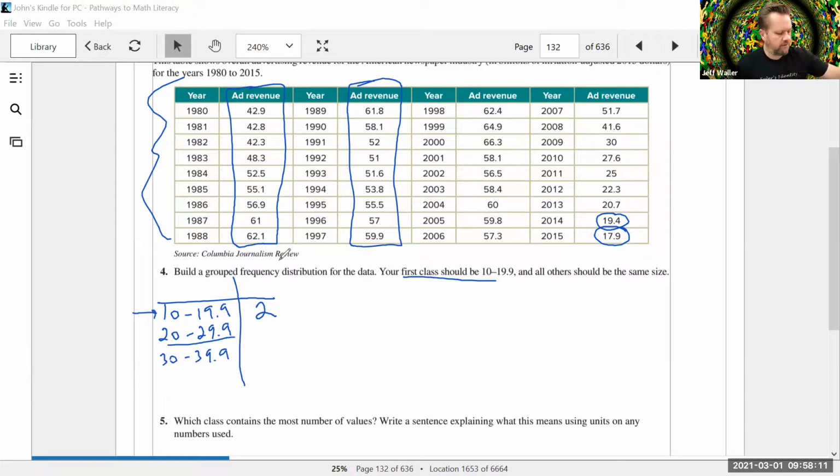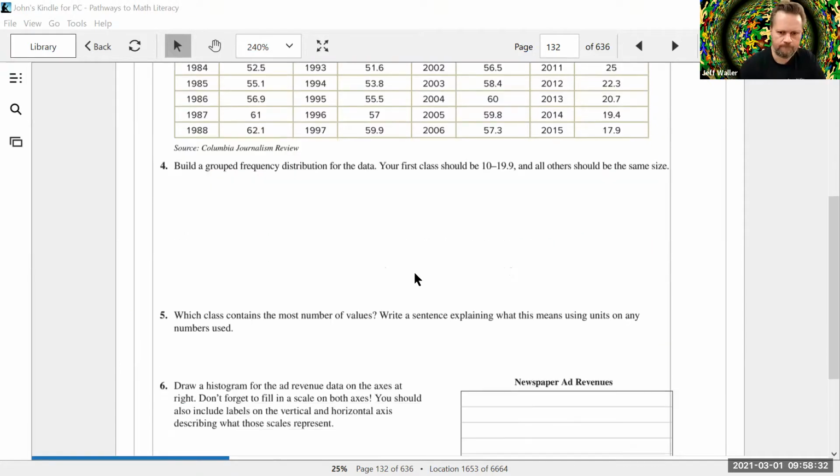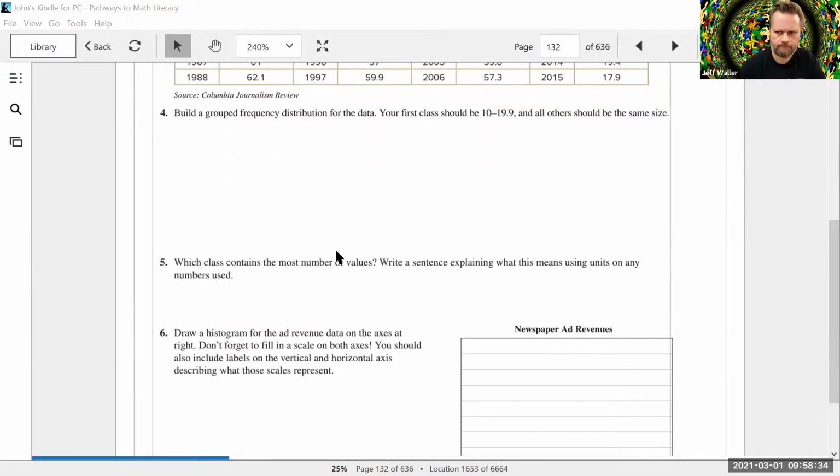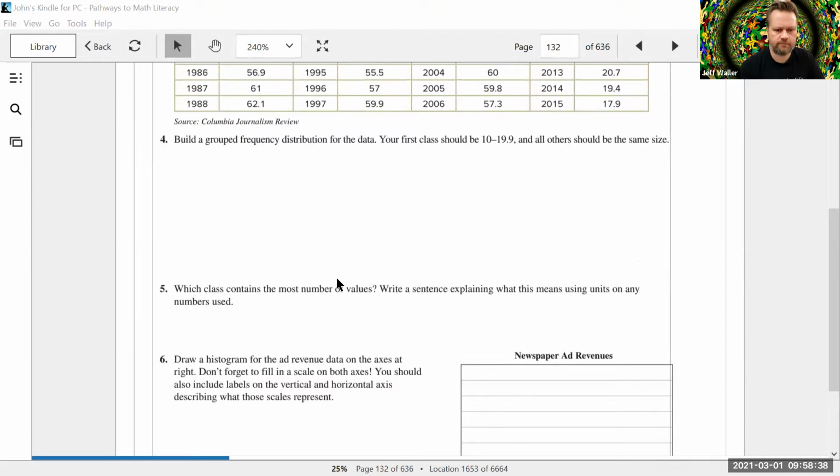If I wanted to make a time graph, I could graph the points. Like I could even say 0, 42.9. I can make a scatter plot. That's not what I'm trying to do. Okay. So for number 5, after I find all the classes, I would just write down which one had the most frequency. Yeah. There you go. Okay, thank you. You're welcome.